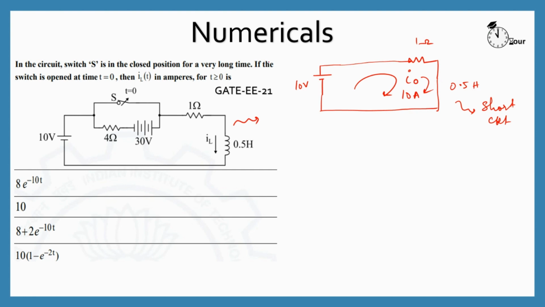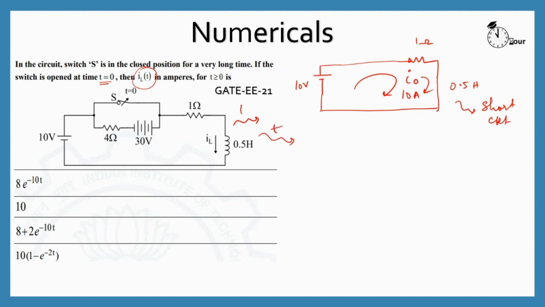Now the question says if the switch is going to open at time t is equal to 0, we need to compute IL of t for t greater than or equal to 0. So now, since when the switch opens, the circuit is going to look different, right?